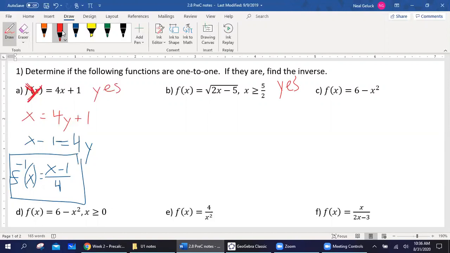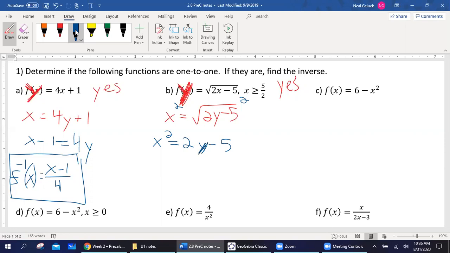So same logic. Think of f of x as your y. Switch x and y. I'll deal with the restriction in just a second here. So I've got to get stuff away from y. The first thing I'd have to do is square both sides. That's x squared equals 2y minus 5. Next step will be to add 5 over.